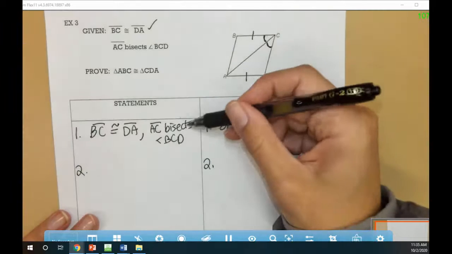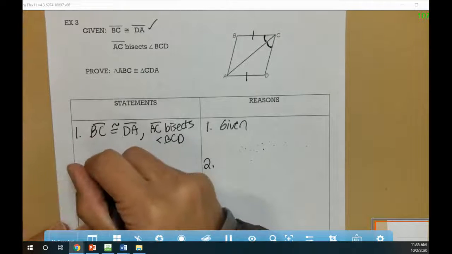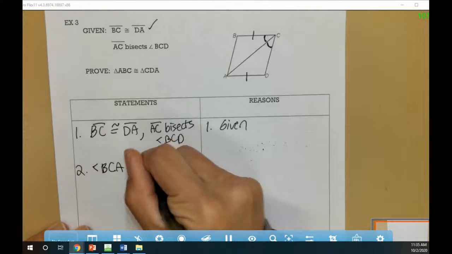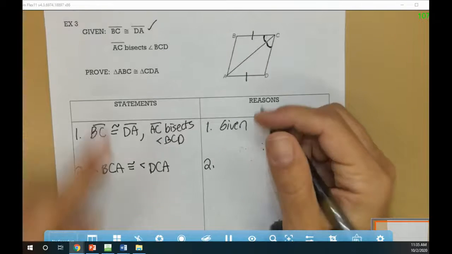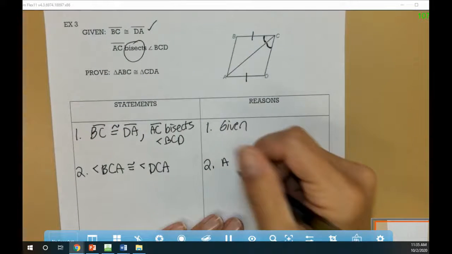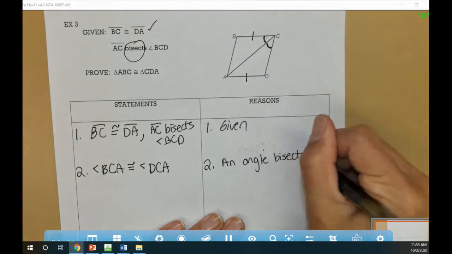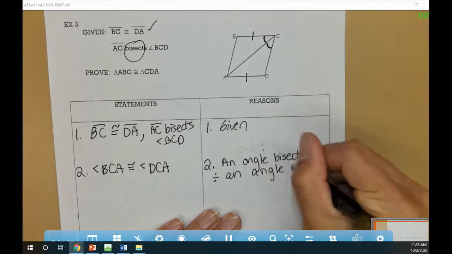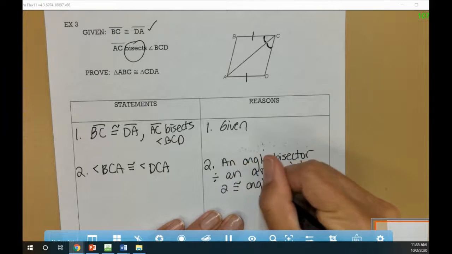Okay, now we want to take bisect and write the conclusion that we come to. So angle BCA is congruent to angle DCA. Why? Because of this word bisect. And we are doing an angle again. So an angle bisector divides an angle into two congruent parts or two congruent angles.